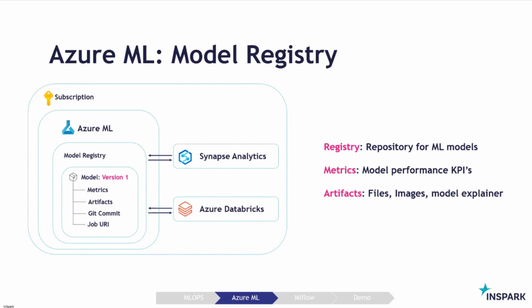A model can be stored in the model registry together with training metrics and training artifacts like graphs and images. Or maybe you also trained a model explainer to help explain your model. And you can store it together with your model. And this makes the model registry great for storing our model.